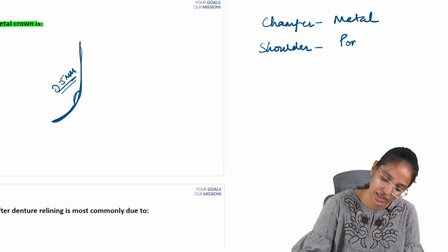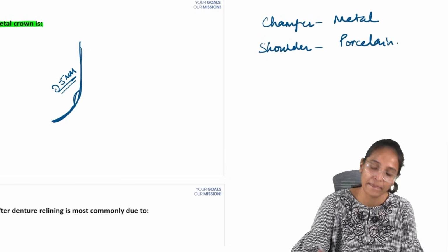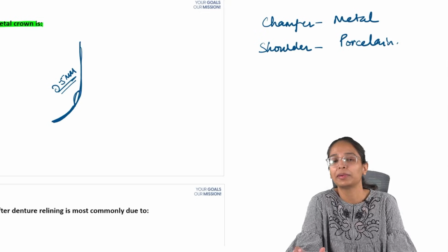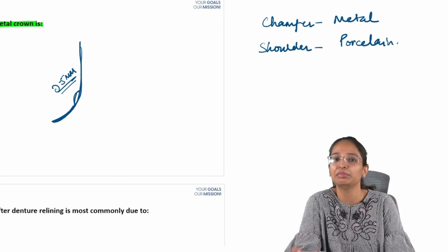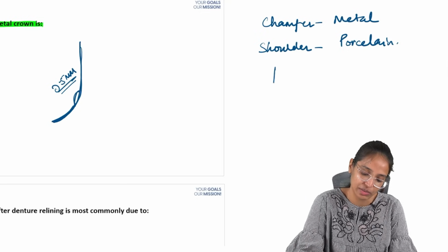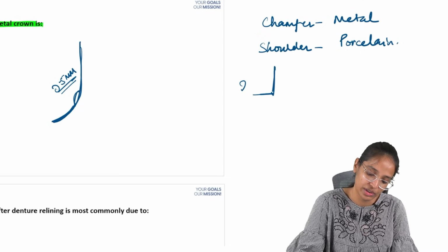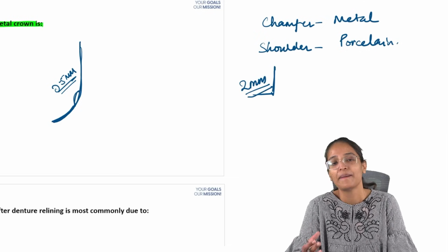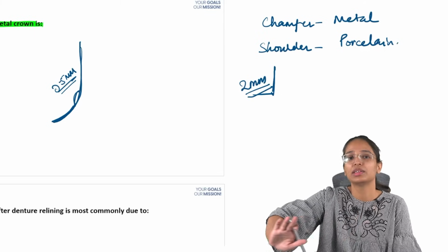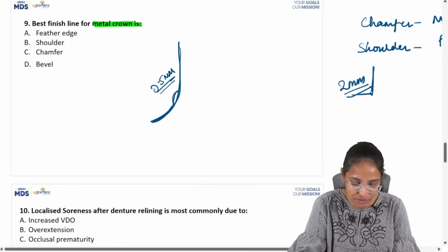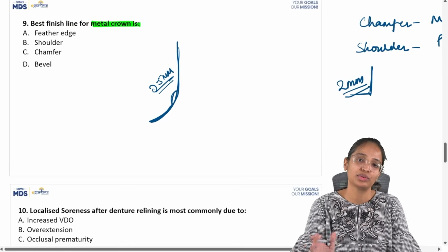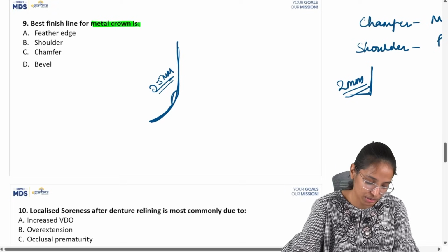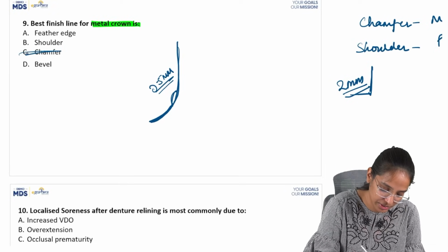for porcelain or ceramic. There's a reason for it. Material properties are responsible for it. Porcelain being a brittle material, at least requires a strong shoulder of 2 millimeters, and that is why you use a shoulder over there. Metal can be very nicely burnished and adapted. That is why you use a chamfer for it. So question 9, correct answer is option number C over here.